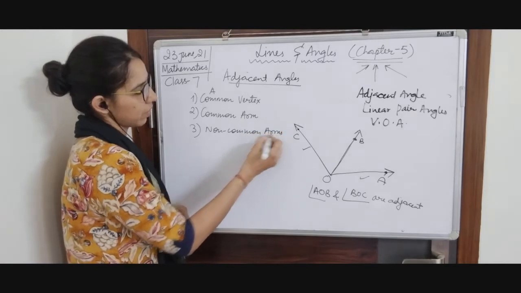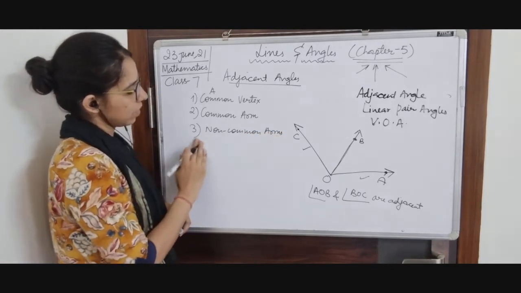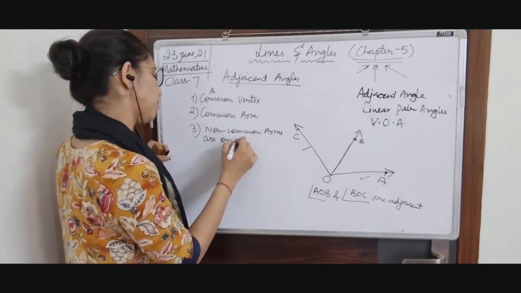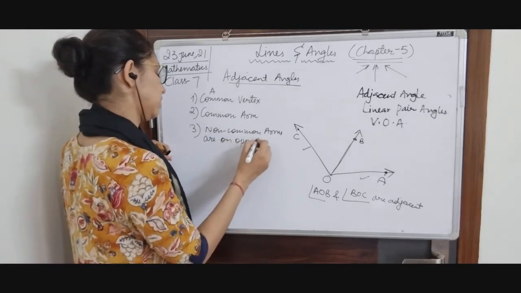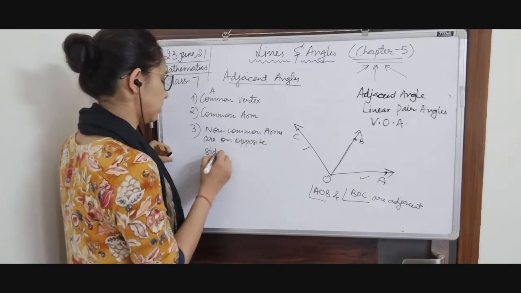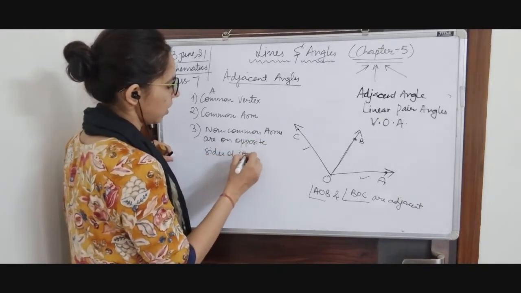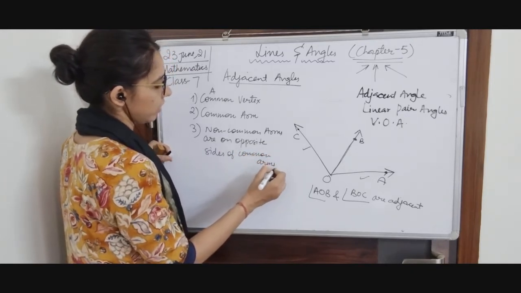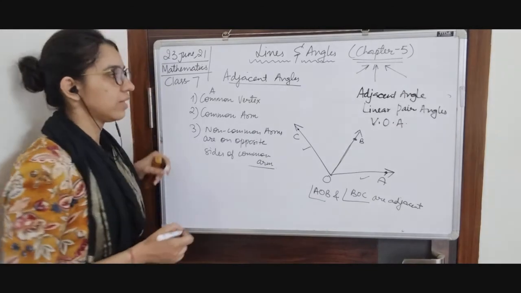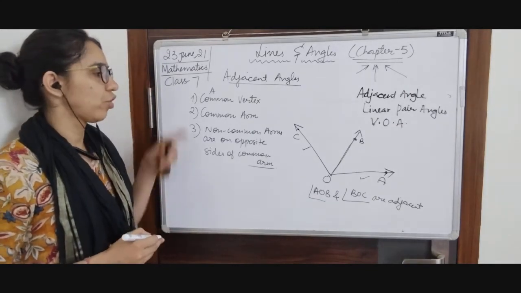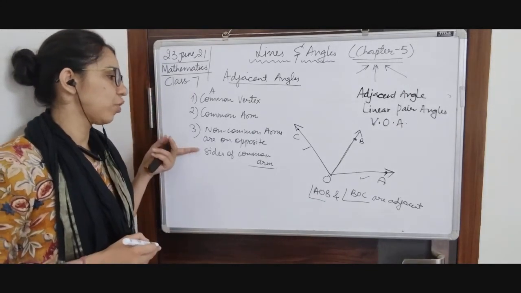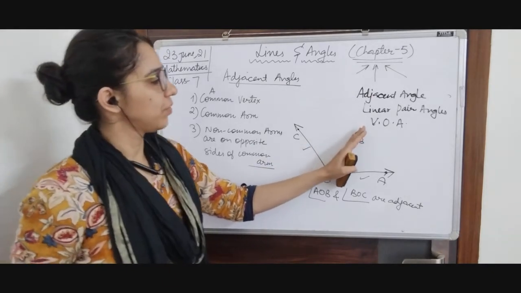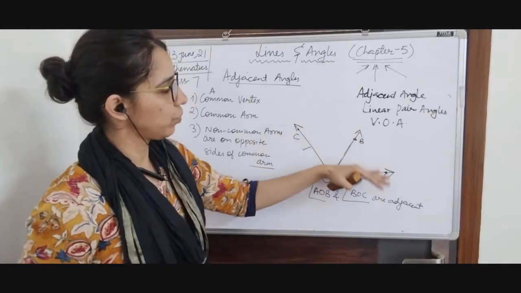on opposite sides of the common arm. So these criteria should be satisfied if the angles are to be adjacent. Three criteria: common vertex, common arm, and non-common arms on opposite sides. If this is the common arm, then one should be in this direction and one should be in this direction.